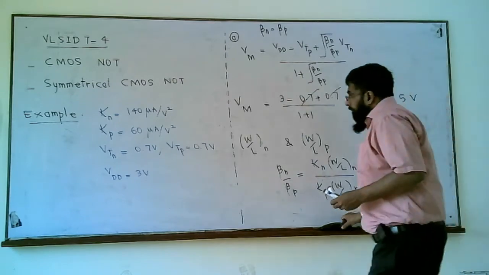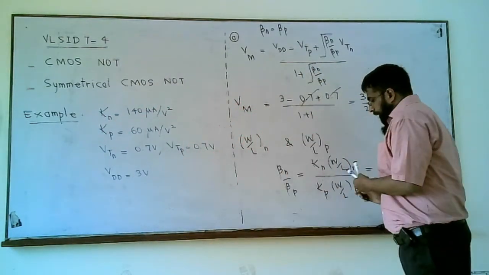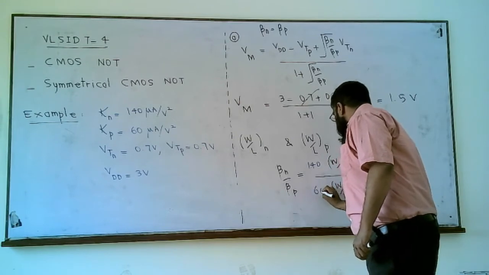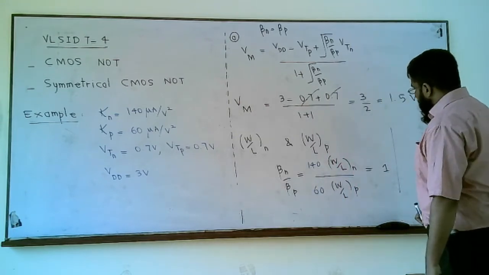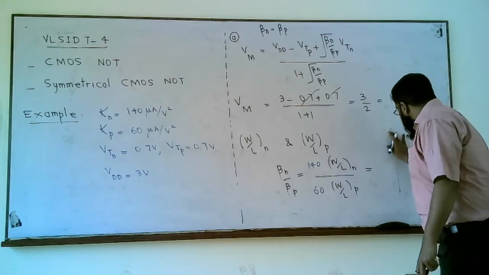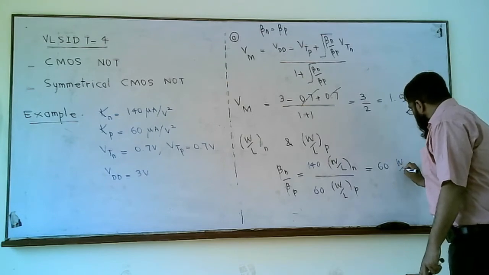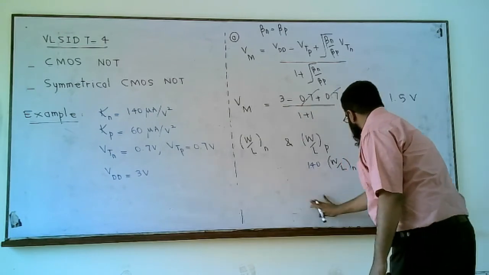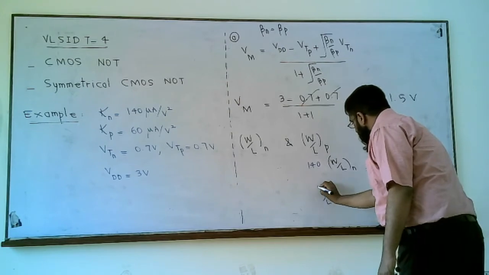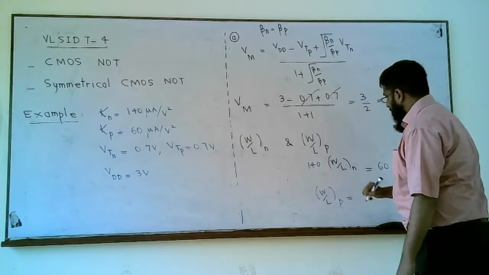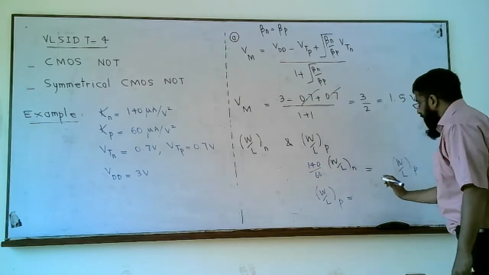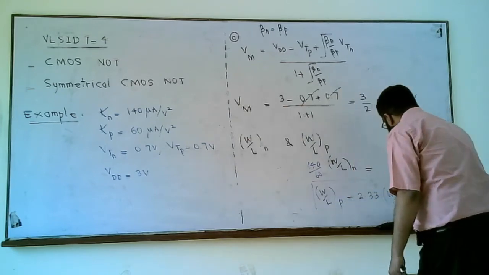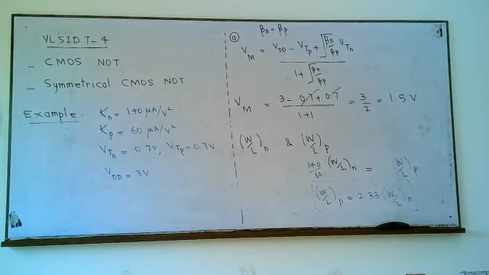We know the value of kappa n is 140, the value of kappa p is 60. So 140 times the aspect ratio of n over 60 times the aspect ratio of p is equal to 1. Taking the 60 to the other side, the aspect ratio of p is 140 over 60, which is 2.33 times the aspect ratio of n. The aspect ratio is actually the size. We'll study aspect ratio in more detail in the upcoming lectures. Aspect ratio means the size.